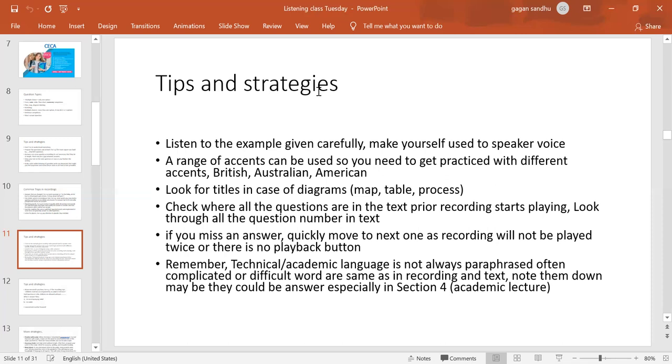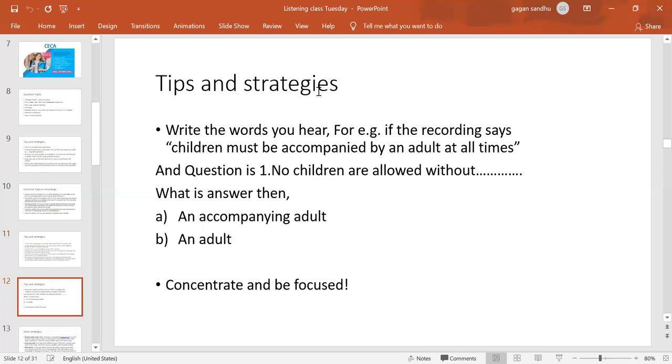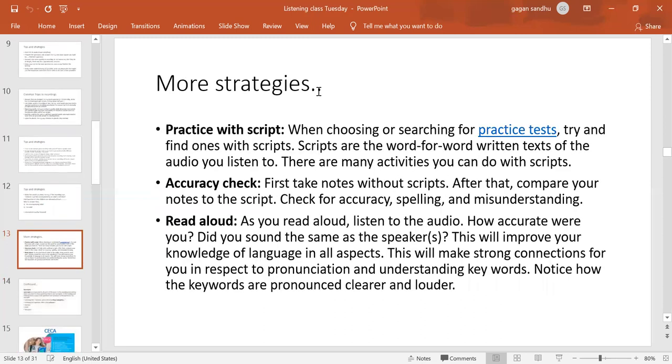And section 4, technical academic language, is never paraphrased. Not always paraphrased, I would say. So often complicated or difficult words are the same in the recording and the text. So then it is not a trap. They are not paraphrasing them. They're saying them actually in the same way. So if there is any complicated or difficult word, normally they don't paraphrase. And that could possibly be the case in section 4 only. And pick your answer as it is in the recording. They have said it, because by changing the order of the answer, you're losing that mark.